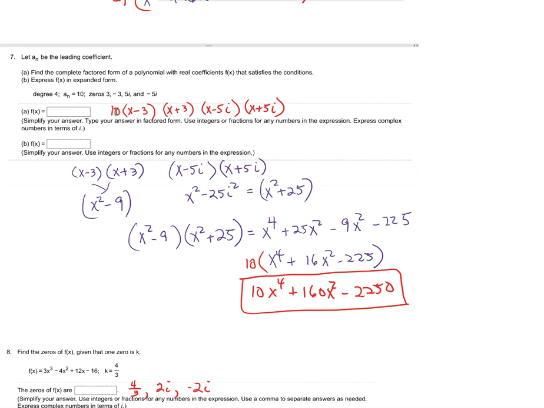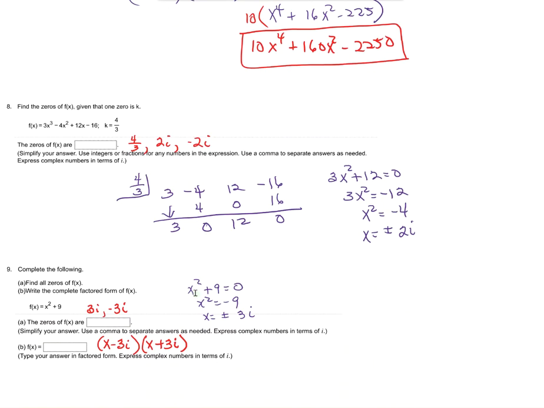We have to bring in the 10 and multiply everything by that. So your final answer is here. And that would be in the B part. Number 8, find the zeros given that 1 zero is 4/3.